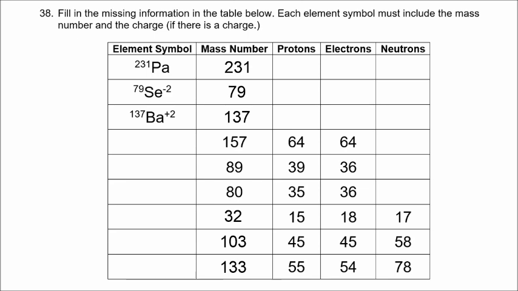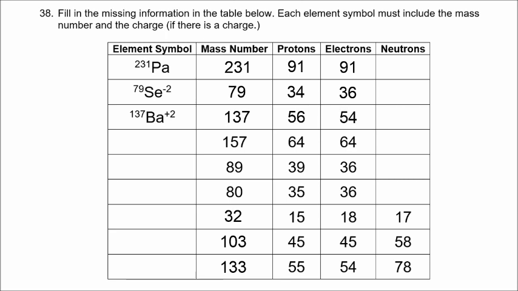Now, let's go ahead and fill in atomic number. So Pa, which is protactinium, has atomic number 91. Selenium has 34 protons. And barium has 56 protons. Now let's go ahead and fill in the electrons. Since the first example, protactinium has no charge, protons equal electrons. Selenium has gained 2 electrons, so now that's 36. And the barium has lost 2 electrons, so that's 54.